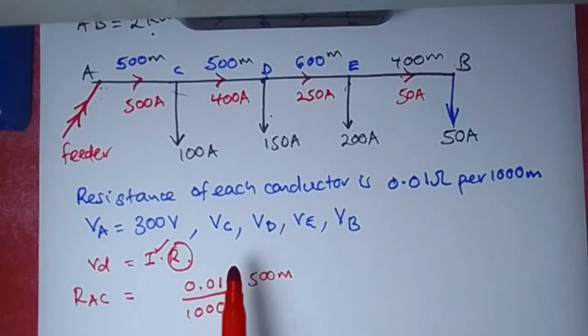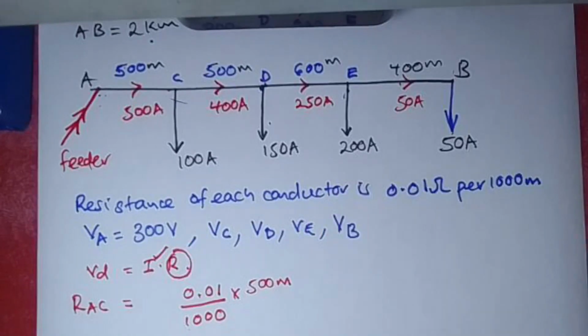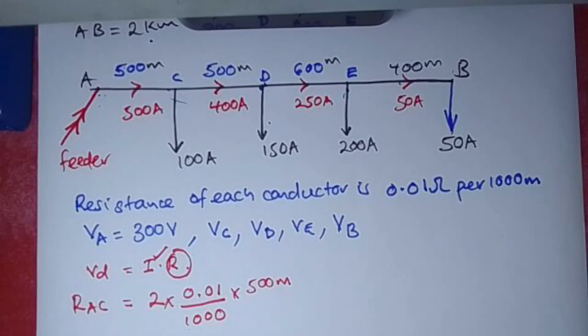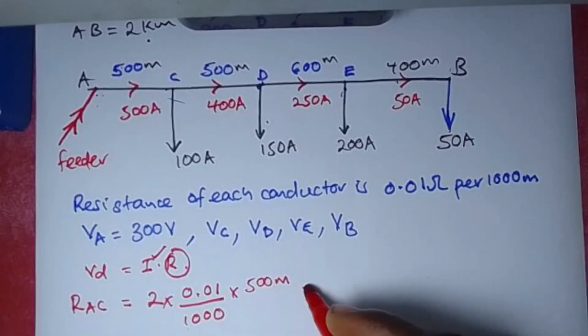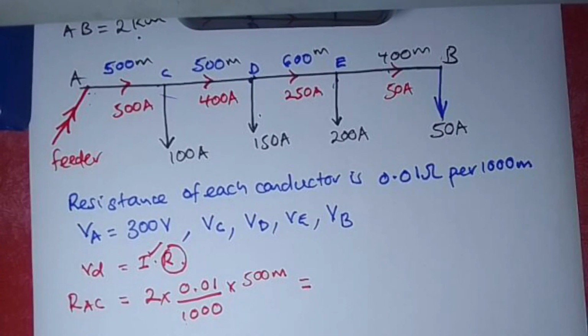Now remember that this resistance that they gave us was for a single conductor, but we are all aware that a DC distributor, the ones that we shall be looking at, is always considered a two-wire DC distributor. So even if they haven't mentioned it, we shall need to multiply the value that we have got by 2. So this will be times 2, and finally the answer we shall get is going to be the resistance across that particular section.